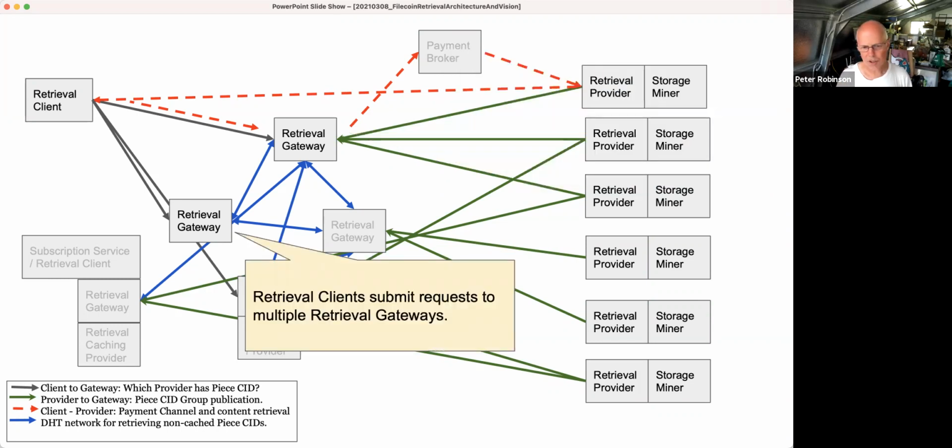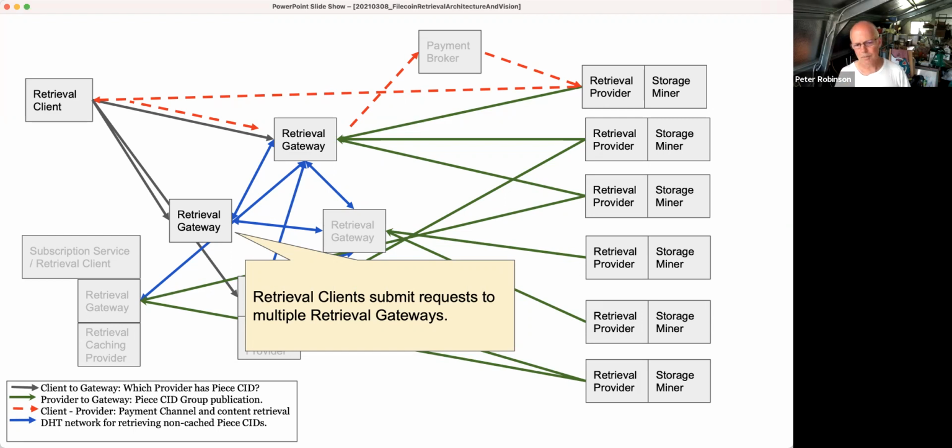But as well, you can imagine that you're going to have a whole stack of providers relating to a whole stack of miners, and they'll be publishing what CIDs they've got. But the gateways might choose not to store the content or the CID information for all providers. They just aren't going to be able to because there'll be too much. And so they'll have to choose.